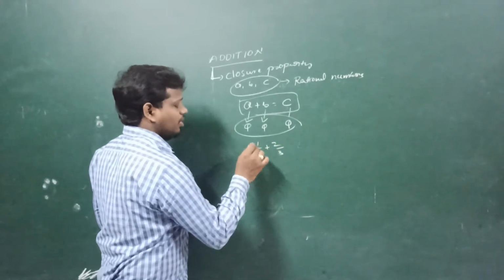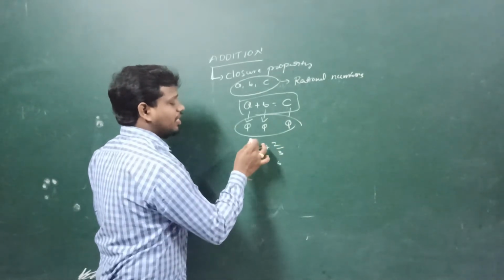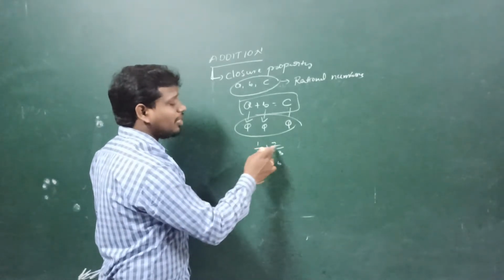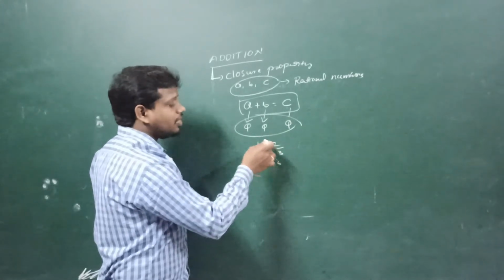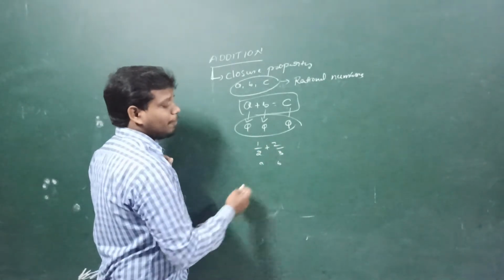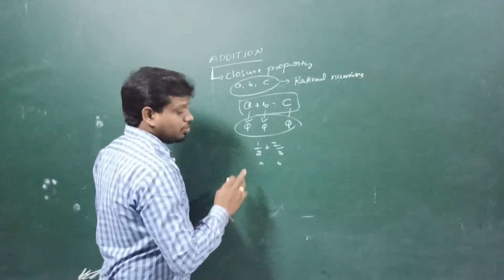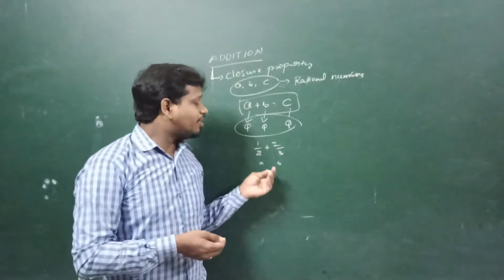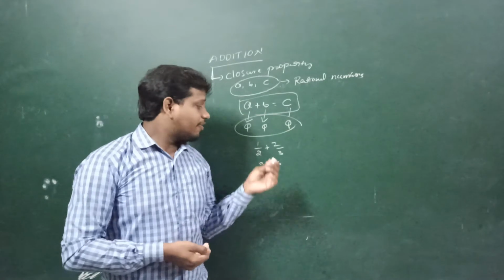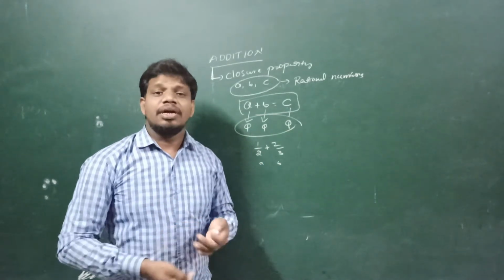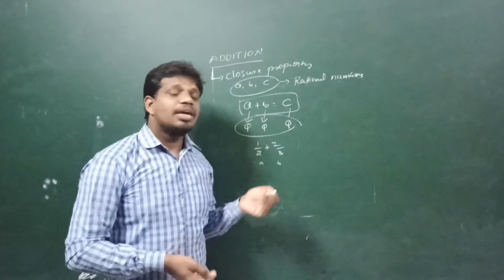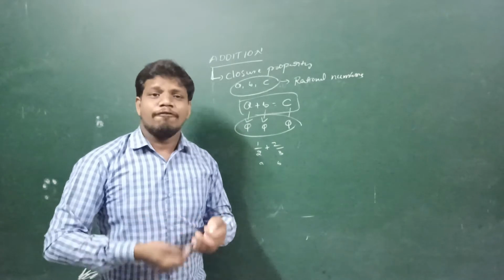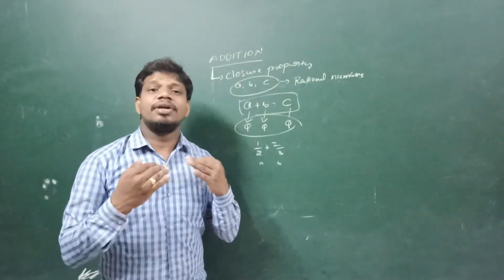So assume this as a and this as b. It is in the form of p by q, which means it is a rational number. This is also in the form of p by q, so it is also a rational number. Then we can add these two numbers. So children, I already told you, when we add two rational numbers, first we have to equate the denominators. So how can we equate the denominators? By finding the LCM of denominators.